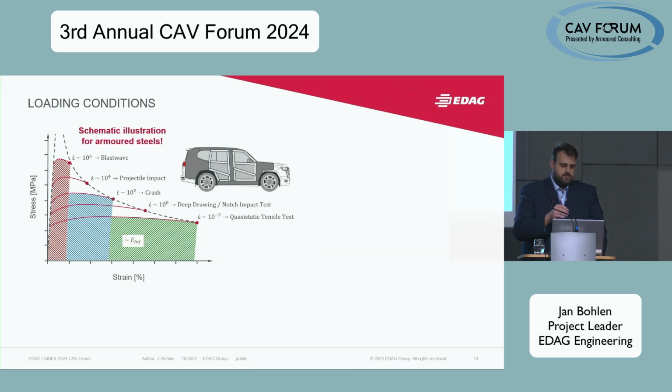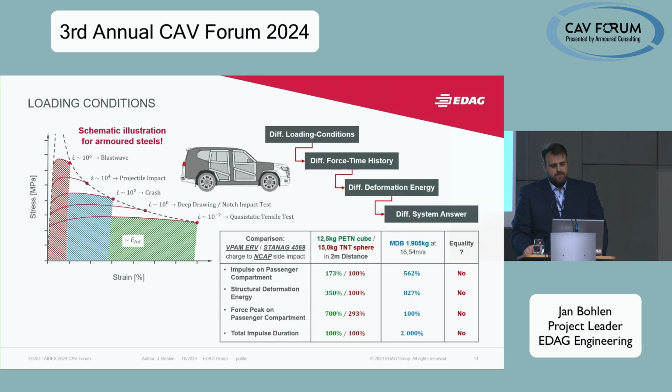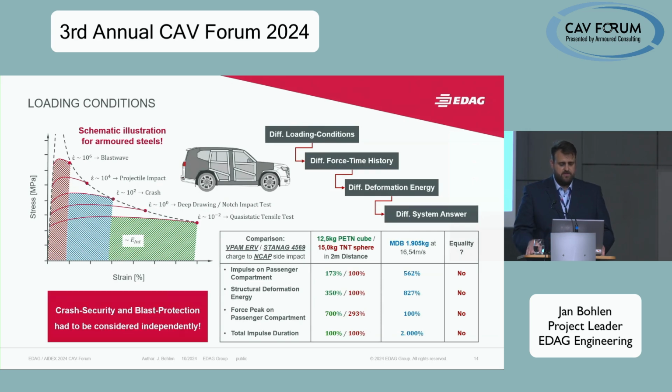During a crash, and even more during a blast, the material behavior gets more and more brittle. Therefore, different loading conditions that lead to different force time histories in the end lead to totally different energies acting on the vehicle, and therefore a totally different system answer. If we take a closer look at the comparison of the different parameters, we can clearly see none of them are equal. None of them are close to equal.